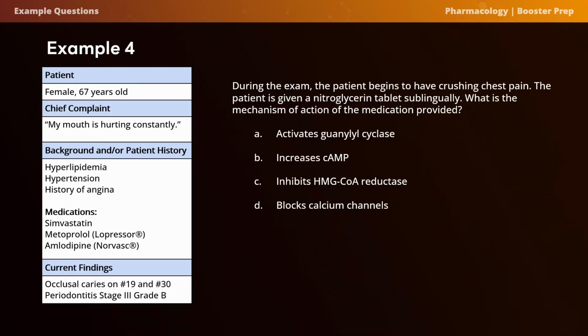We're told during the exam, the patient begins to have crushing chest pain. The patient is given a nitroglycerin tablet sublingually. We're asked, what is the mechanism of action of the medication provided? Now I'll give you a minute to pause and think about your answer.